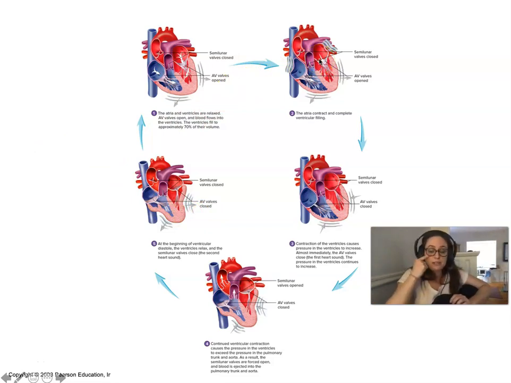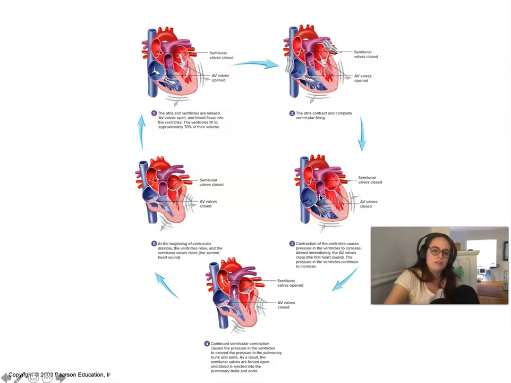Atrial systole begins. The AV valves are open, the semilunar valves are closed. There's a slight increase in pressure in the atria. The SA node causes atrial depolarization and is detected by the P wave. Early ventricular systole: we're going to close the AV valves, allowing for the increase in pressure in the ventricles.